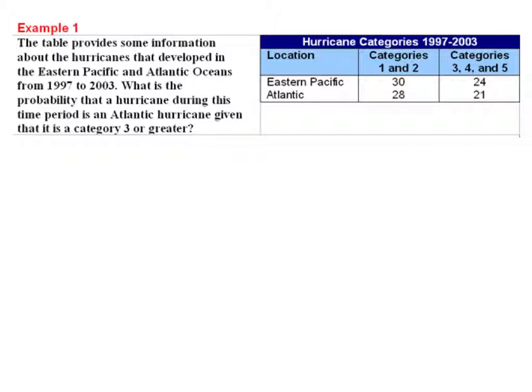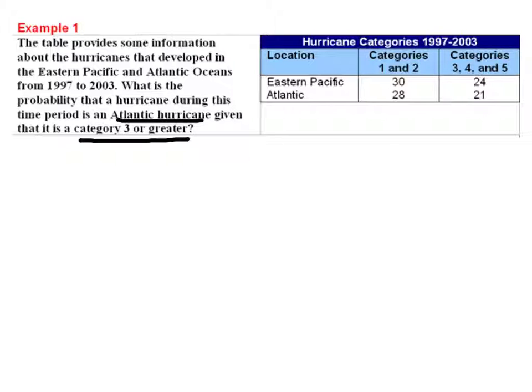So to do this, we see that the total number of hurricanes is 103. Now let's consider what the two events are. Those would be that we have a hurricane during this time period that is Atlantic, and being Category 3 or greater. So those are the two situations.